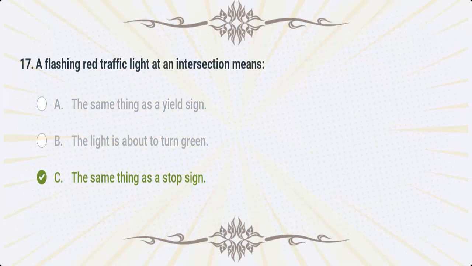A flashing red light at an intersection means drivers are required to come to a complete stop, yield to traffic and pedestrians, and proceed when the way is clear. The same is true at a stop sign.